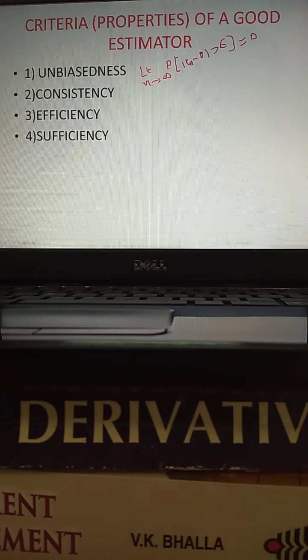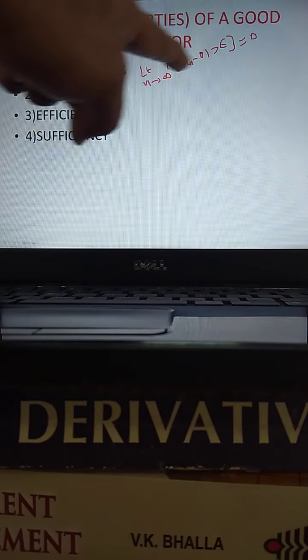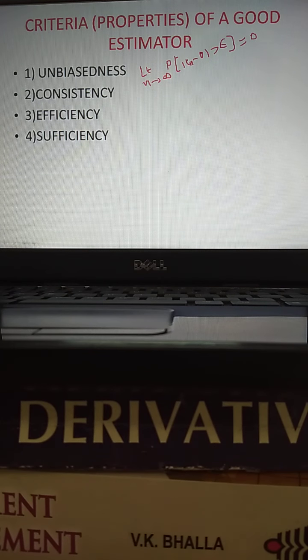Right? The best example is the Poisson distribution. You know very well what the Poisson distribution is. The Poisson distribution mean is nothing but lambda, isn't it? The lambda value is a consistent estimator of the Poisson distribution's population parameter. So this is the way of providing consistency information.